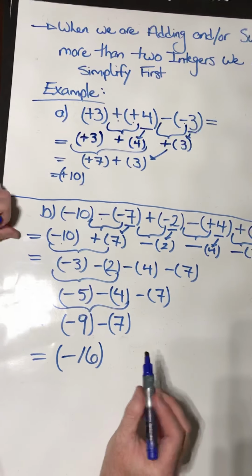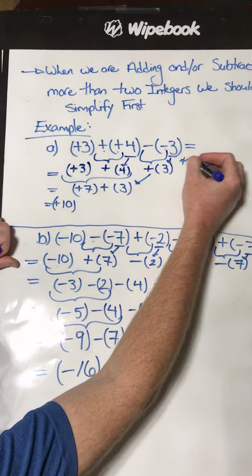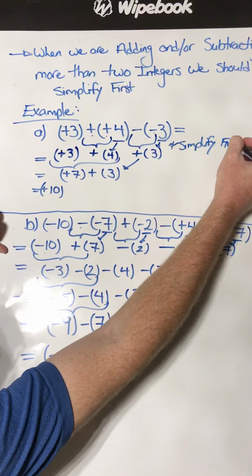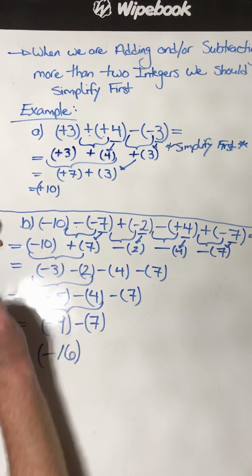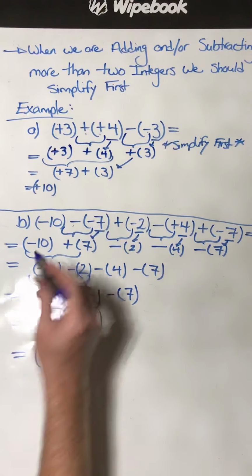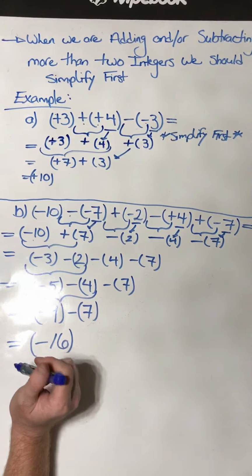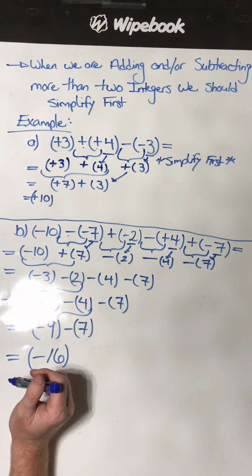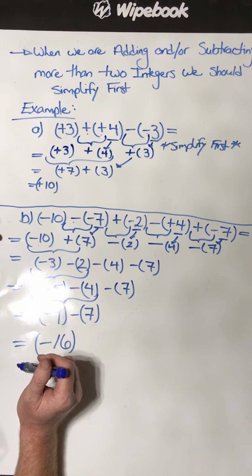Okay, so the key to this is that first line, to simplify first. And then you know if you're going to be adding or subtracting the numbers, and then you can simply go and do that. So again, look on the D2L site for some practice questions on adding or subtracting integers at the same time.